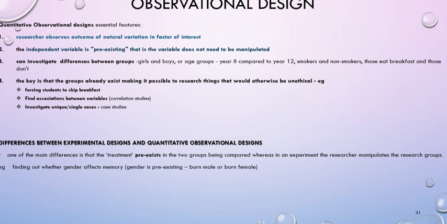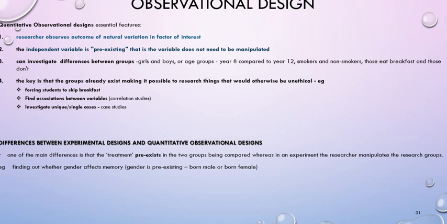For example, if I want to compare boys and girls and their memory, the gender is pre-existing. I don't force somebody to act like a male, although it's a female. So in this case, when I observe the behavior and the way they remember things, boys and girls, I don't manipulate anything. So if we go back to my example here with the video games, do you remember now?